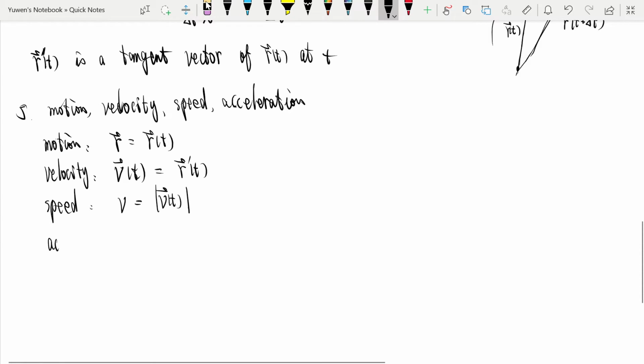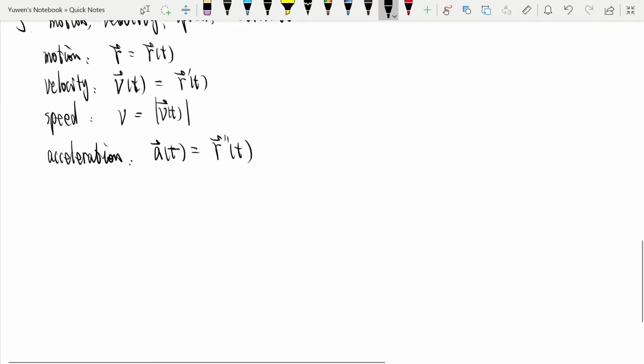And acceleration, we write as A, the vector a(t). That is the second derivative of r(t). Those are concepts from physics.